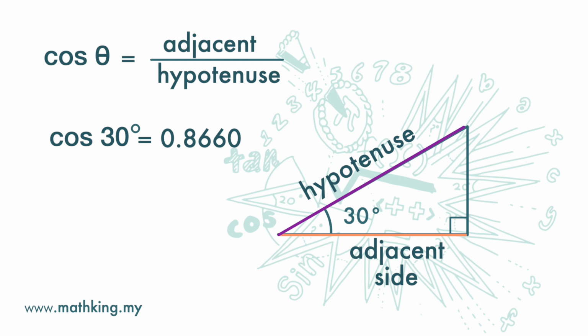For all triangles with a 30-degree angle, the ratio of adjacent to hypotenuse, that is, the cosine, will give us this same value of 0.8660.